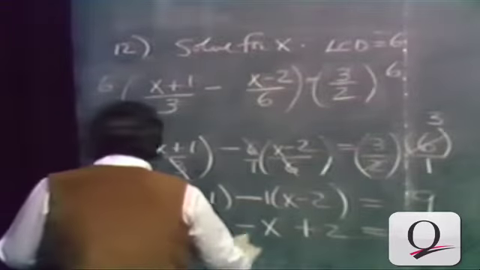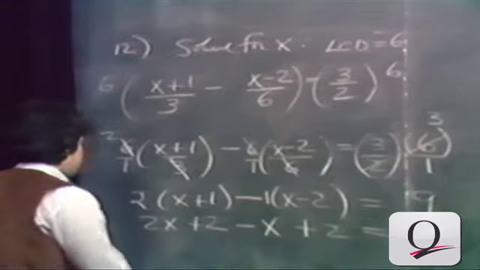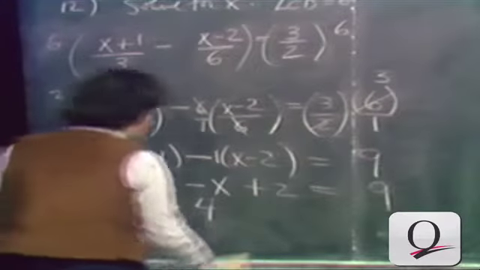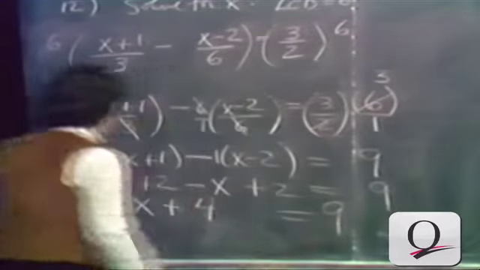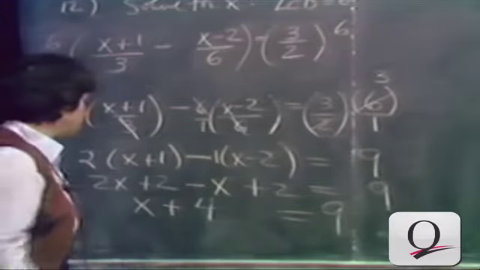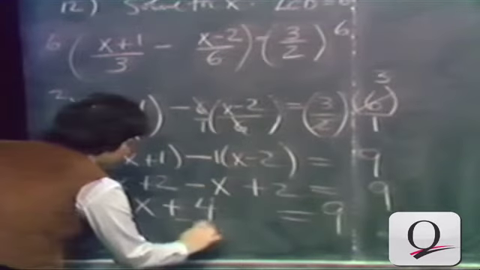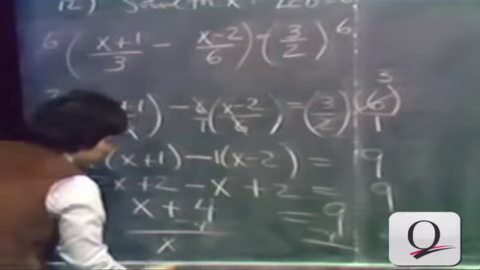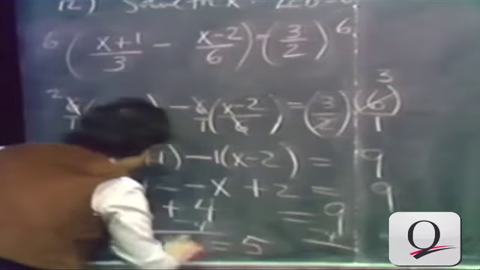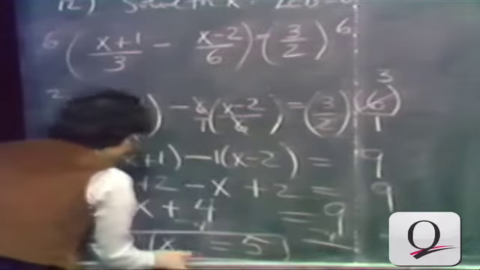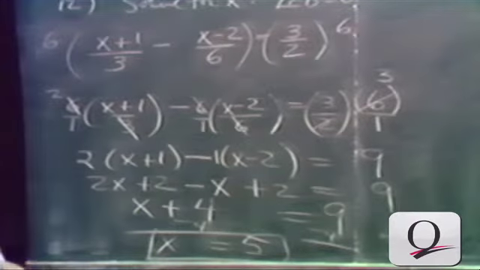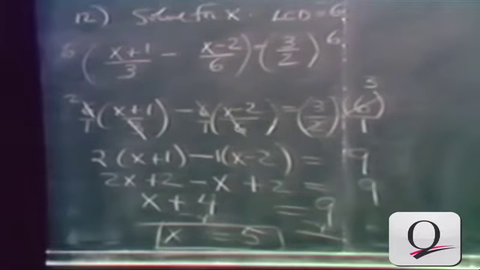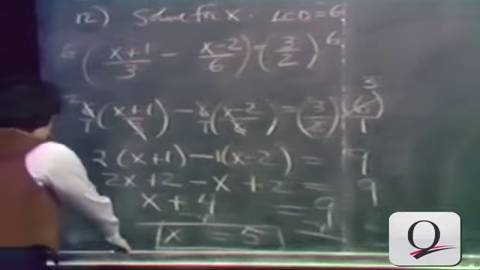Combining 2x and the minus x gives us x. Plus 2 and plus 2, that's 4, equals 9. So x plus 4 equals 9. Subtracting 4 from both sides of the equation gives us a final answer of x equals 5. And once again, we can check this in the original equation.